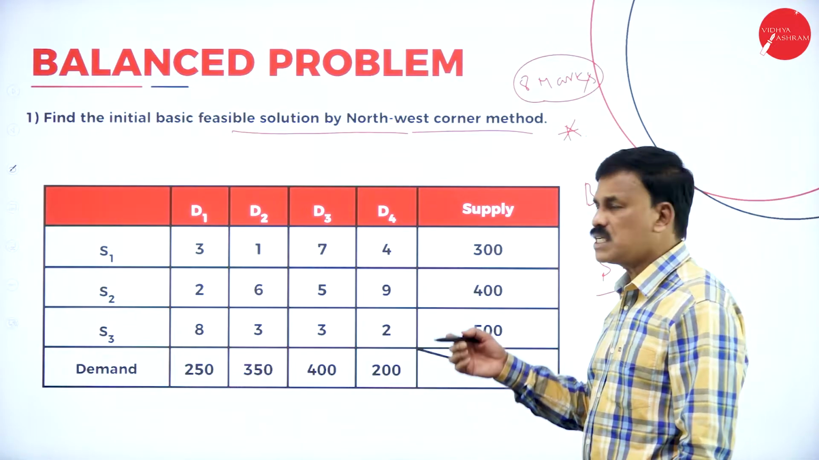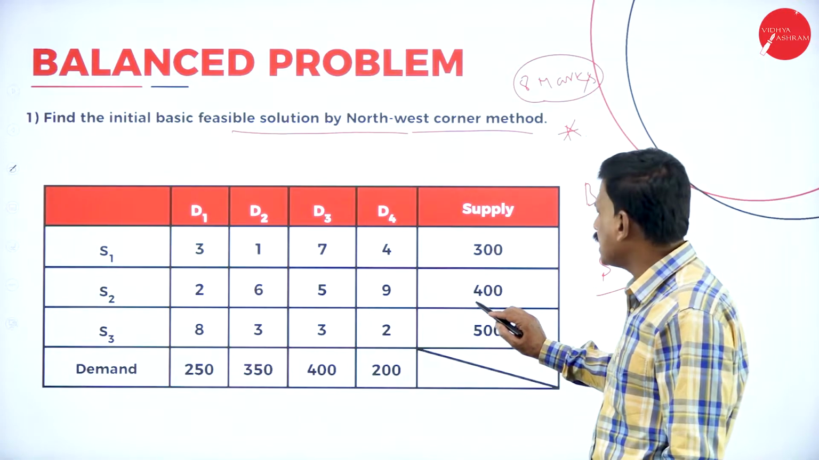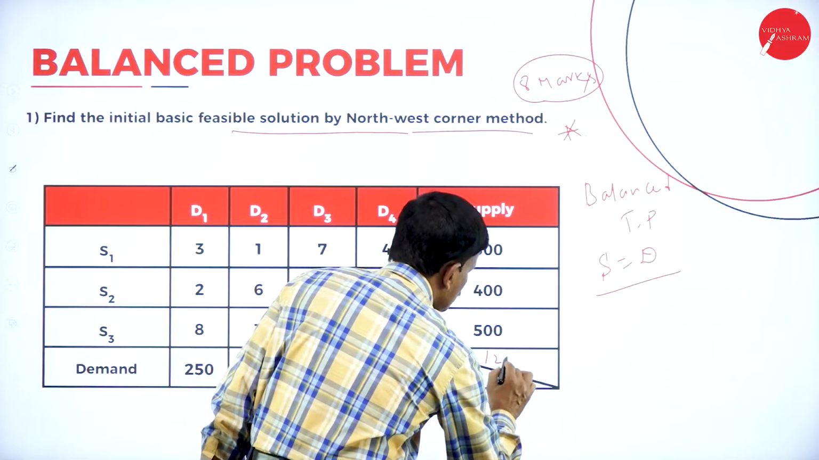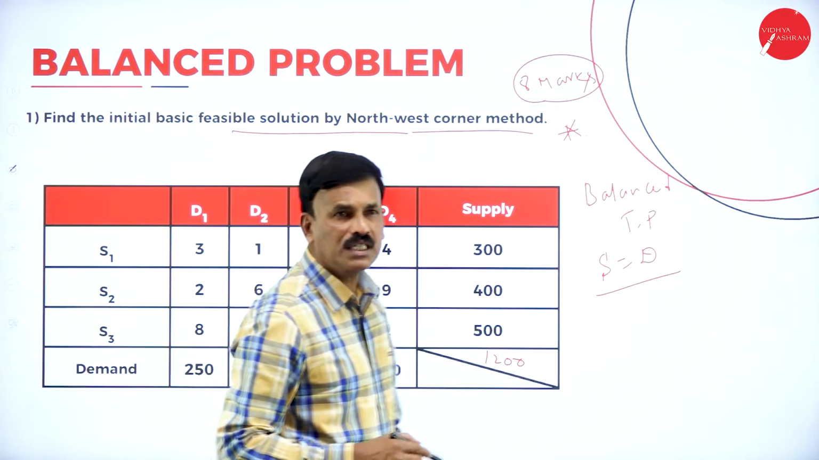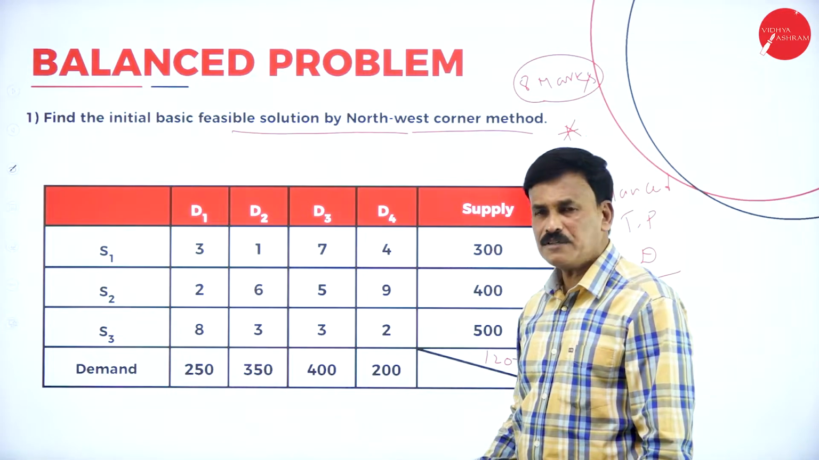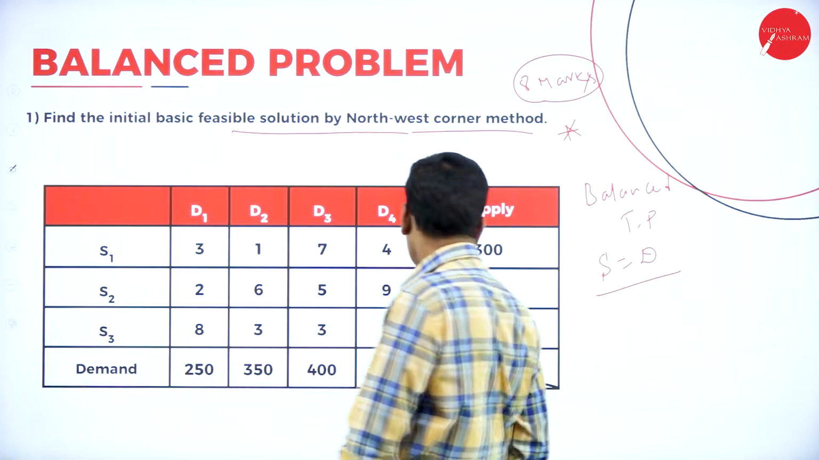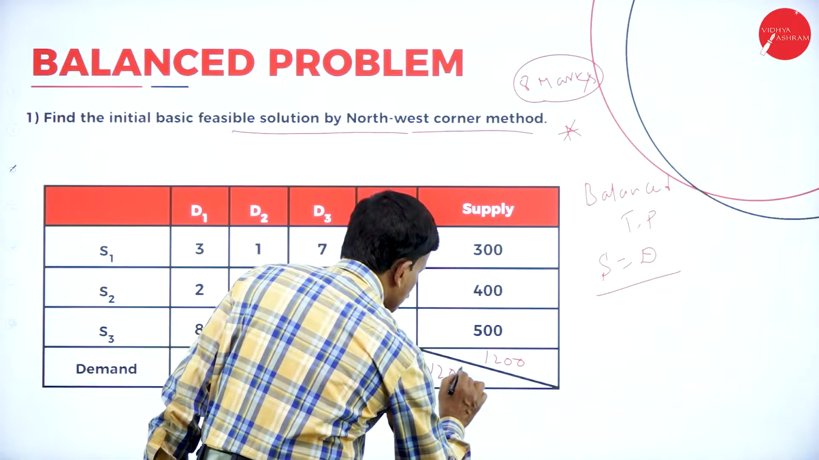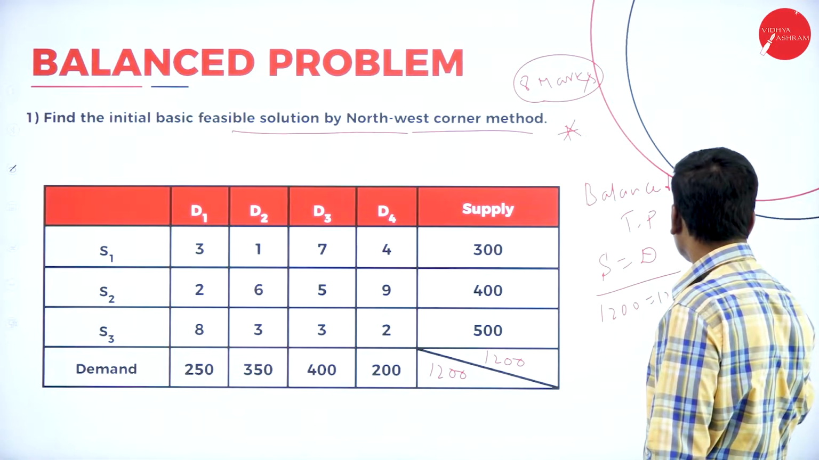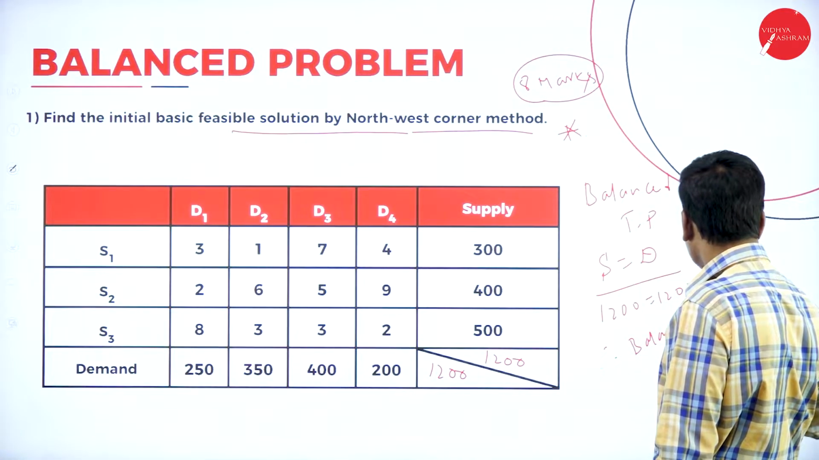Now verify. Just add the supply: 500 plus 400 is 900, 900 plus 300 is 1200. The supply is 1200. Now verify the demand: 250 plus 350 is 600, 600 plus 400 is 1000, 1000 plus 200 is 1200. That means the demand is equal to supply, 1200 is equal to 1200. Therefore, it is a balanced transportation problem.